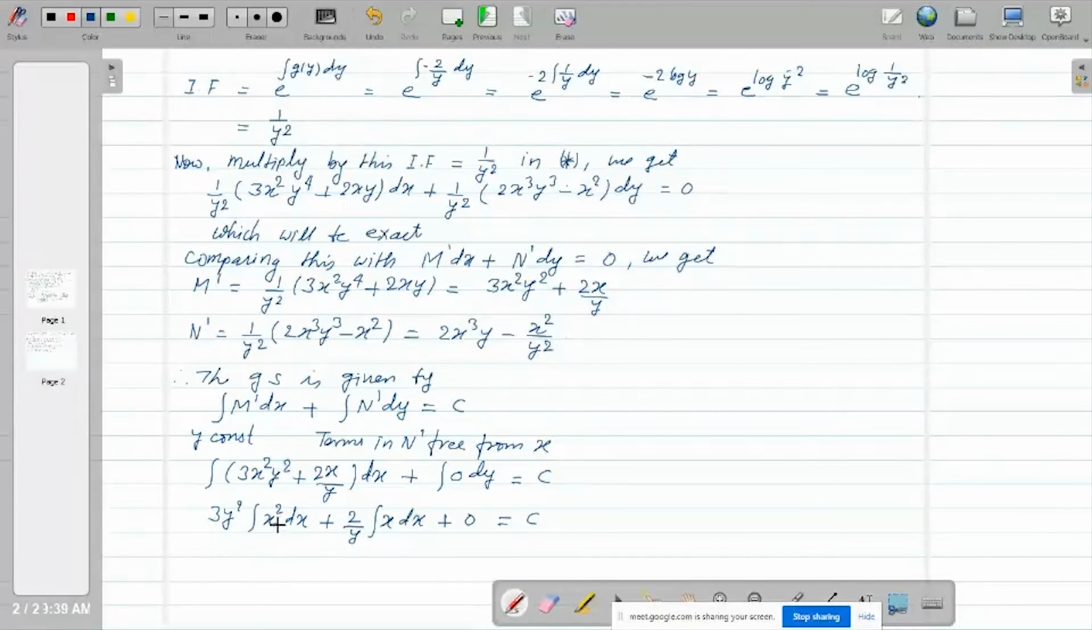So if you integrate, what does this give? y square and x cube, because dividing by 3 and 3 cancel. So x cube y square plus x square by 2, so this 2 and this 2 will cancel. Only term is x square by y, which is equal to c. So this is the required general solution of the given differential equation.